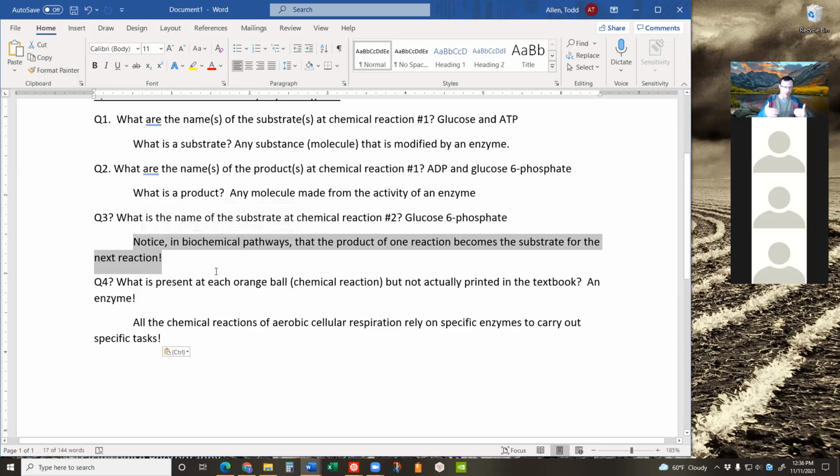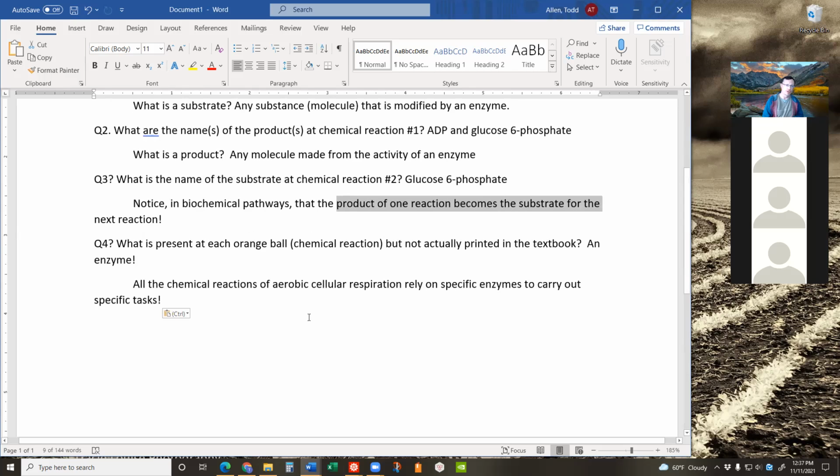Notice that in biochemical pathways, right, glycolysis is a biochemical pathway. It's a group of chemical reactions that happen in a linear fashion. The first reaction happens, then the second reaction happens, then the third reaction happens. It's like knocking down a row of dominoes. You knock the first one down, then the second one drops, then the third one drops, then the fourth one drops, all right? So in biochemical pathways, what's important to realize is that the product of one reaction becomes the substrate for the next reaction. Just like knocking down the previous domino will cause the forward domino to fall, okay?